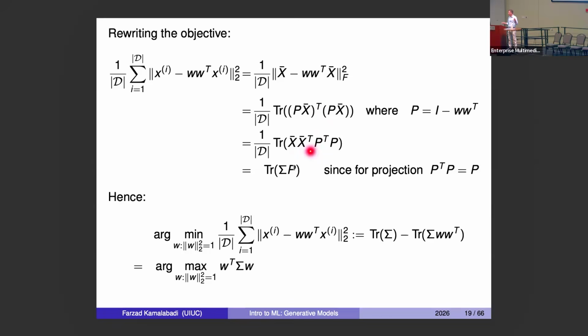And there's a final step, and that final step is that this orthogonal projector operator P has a property that is referred to as idempotent. And what that means is that if you operate P on itself, you still get P. Okay, that's a property of orthogonal projection. And so this P transpose P cancels, and you end up with a trace of this X transpose, which is the covariance times P. Okay. So that is what we want now.